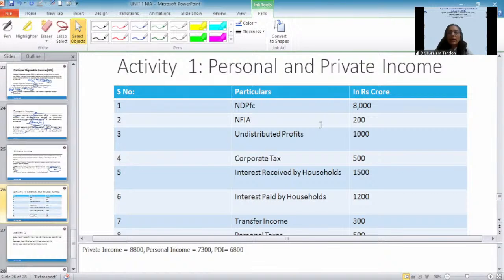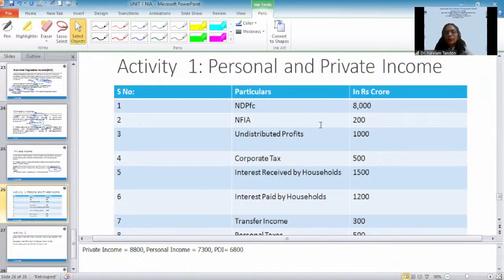They have also given you NFIA. What is NFIA? It is net factor income from abroad. Other components given to you is personal undistributed profits. What are undistributed profits? These are profits which firms have gained through their venture, but they have not passed on to their shareholders in the terms of dividends. They have retained it. Undistributed profits are retained.